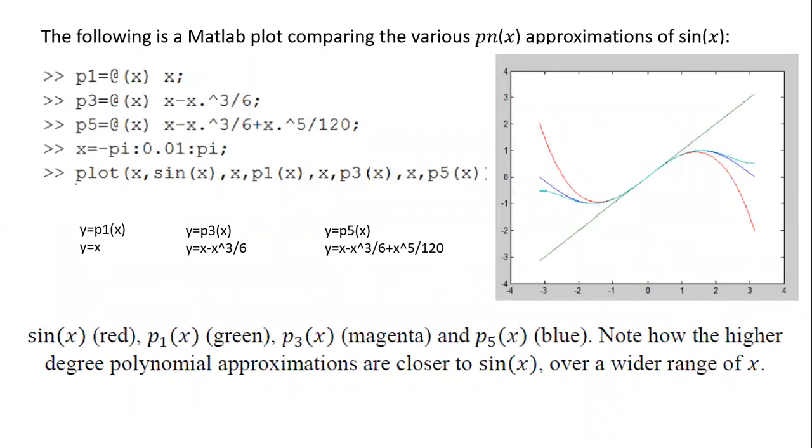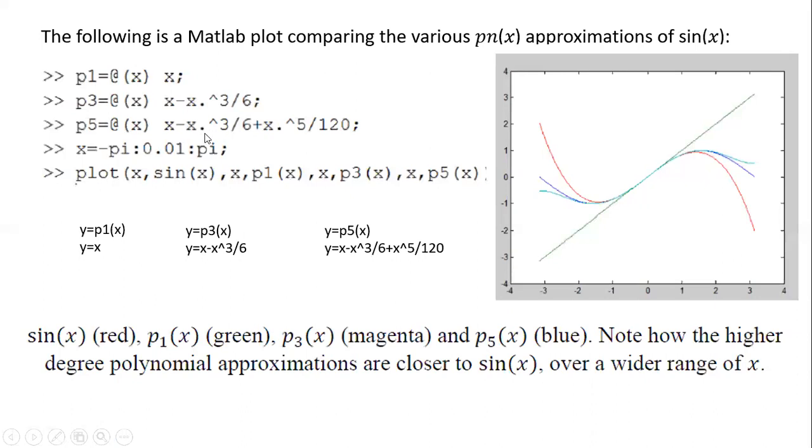So the following is the Matlab plot comparing the various p sub n of x approximations of sine x. We can define p sub 1 as x. We use the at symbol to define our function p sub 1 of x, which is the same as declaring y as x, no? Similarly, we can define the function p sub 3 in this form, p sub 3 equals x minus x cubed over 3 factorial. So we define the function, no? And p sub 5, y is the same as p sub 5 of x.